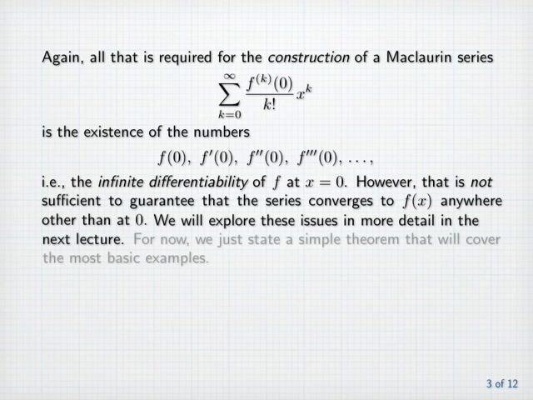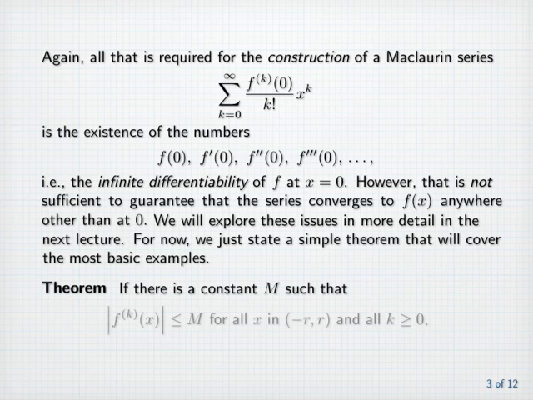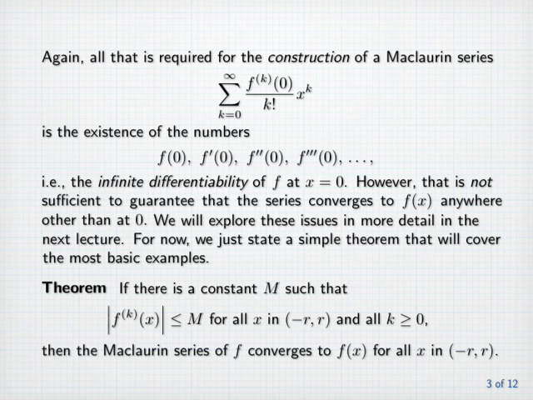For now, we just state a simple theorem that will cover the most basic examples. Theorem: if there is a constant m such that the absolute value of the kth derivative of f is less than or equal to m for all x in the open interval from minus r to r and all k greater than or equal to 0, then the Maclaurin series of f converges to f of x for all x in that open interval.